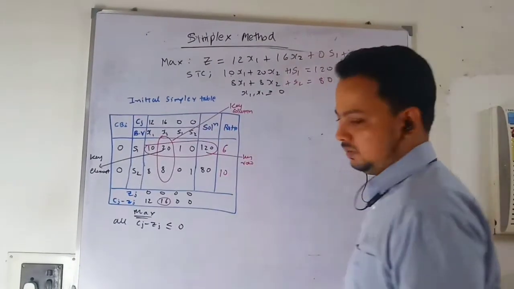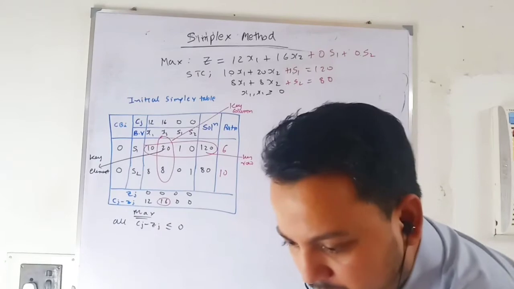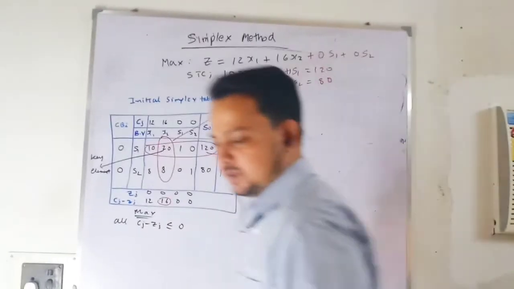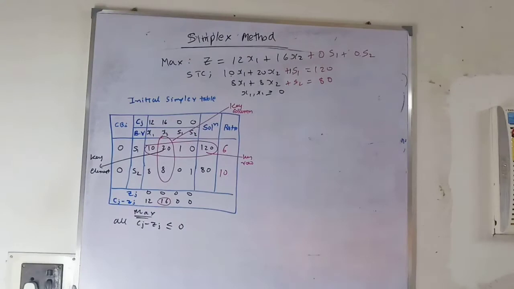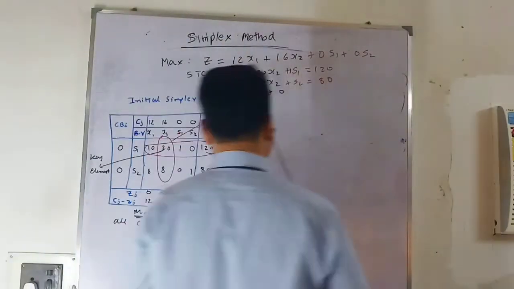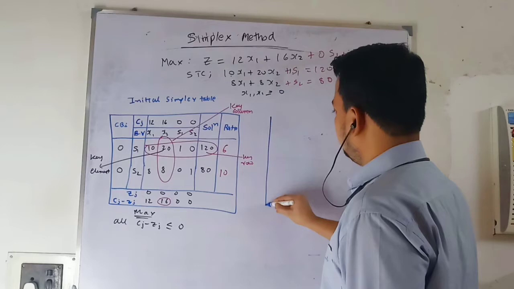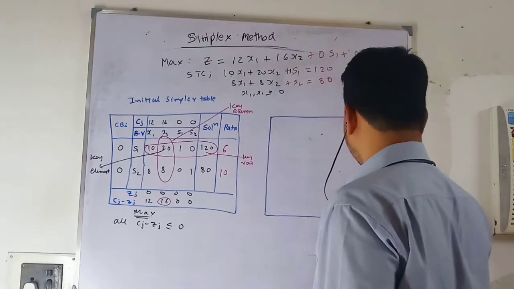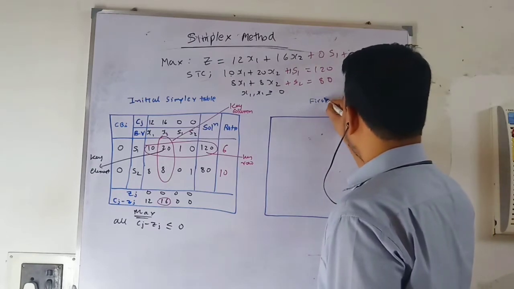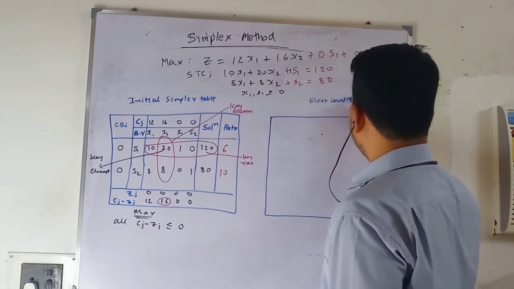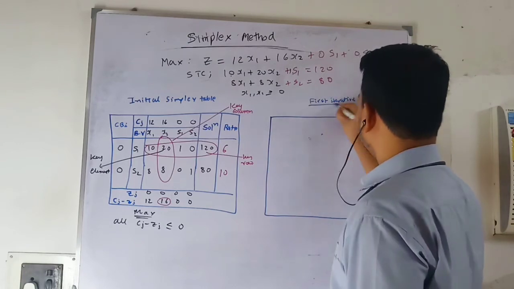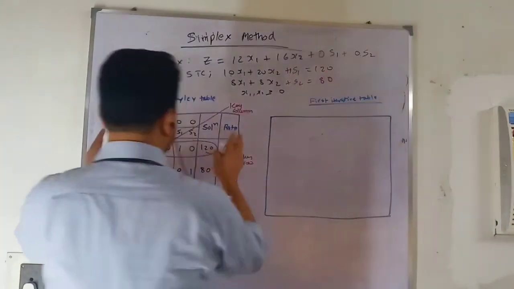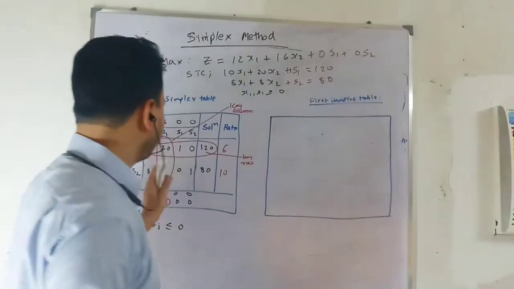So I am drawing here. Okay, I am taking the picture. I will send it. So this is your first iterative table. You have to construct it the same way, the same way as the table that I have constructed here. Just do it.